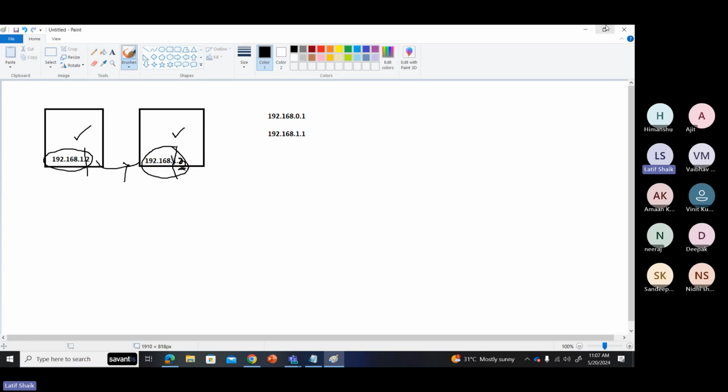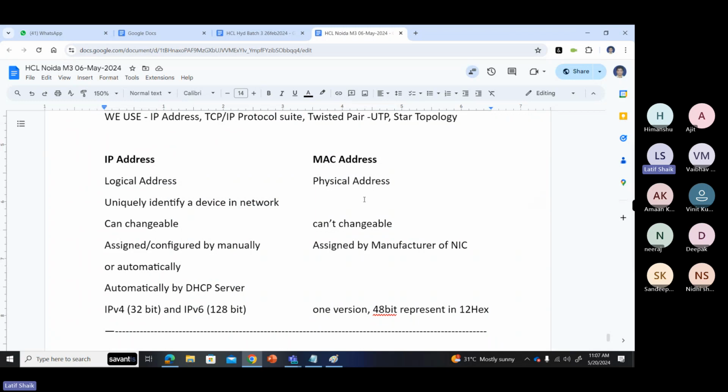But a MAC address is a unique address. It means the address cannot be repeated again.